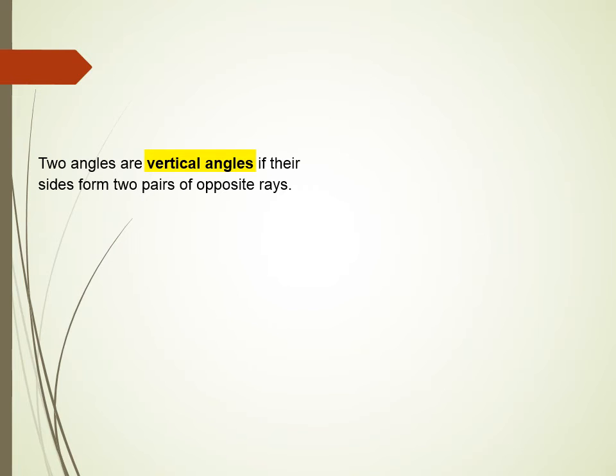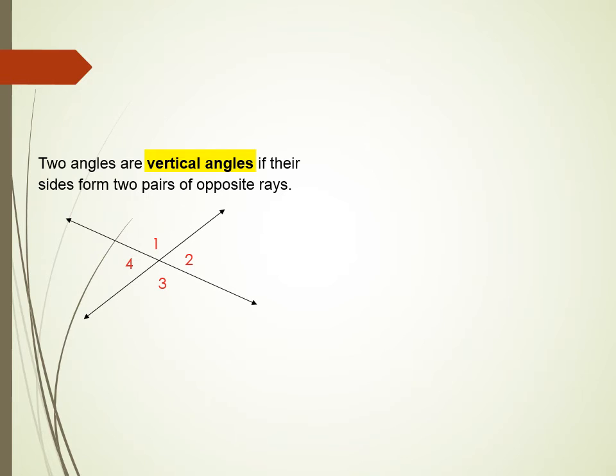Vertical angles. Vertical angles are your other type of angles. And we'll discuss vertical angles quite a bit in chapter 2, but right now you just have to at least know what they look like. So 2 angles are vertical angles if their sides form 2 pairs of opposite rays. That means we're dealing with 2 lines that are intersecting, forming like an X.